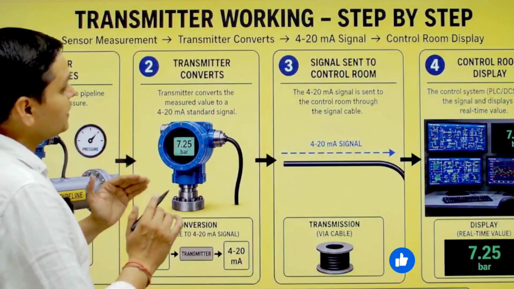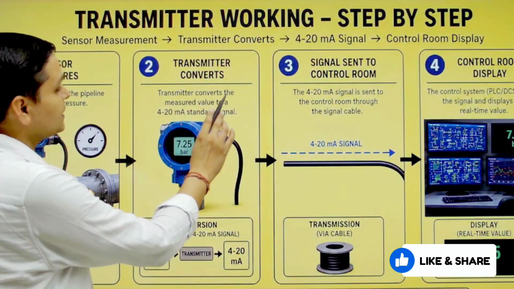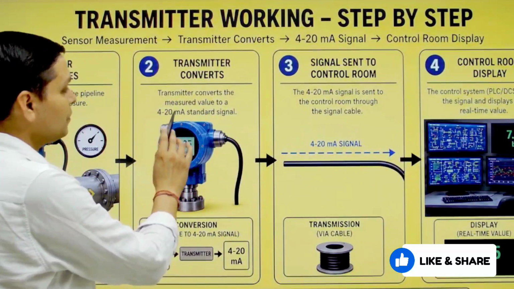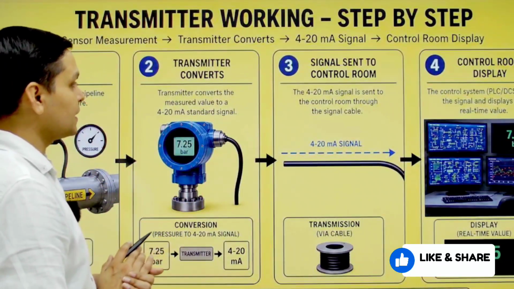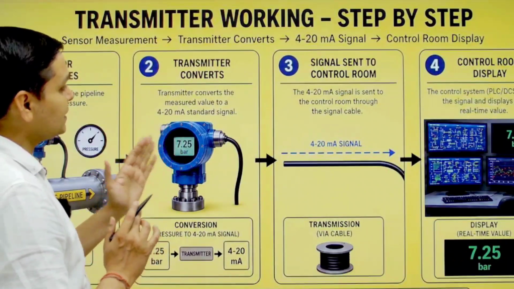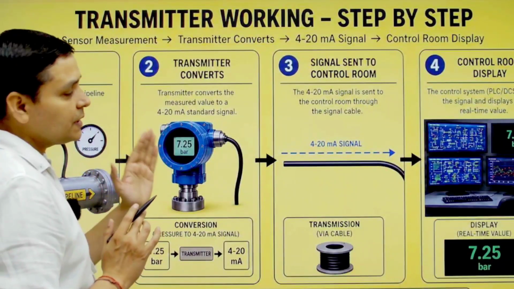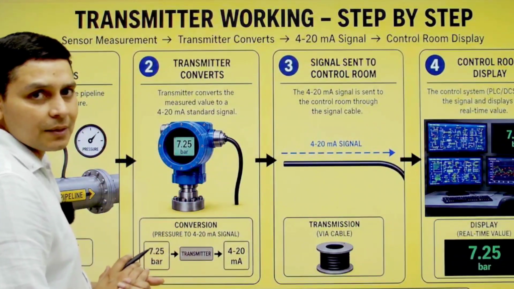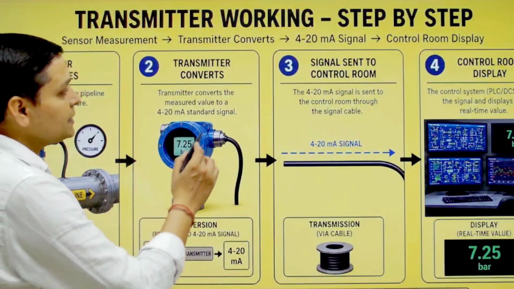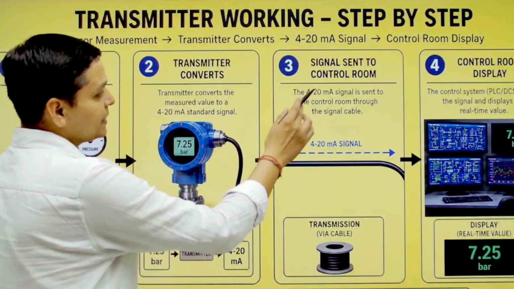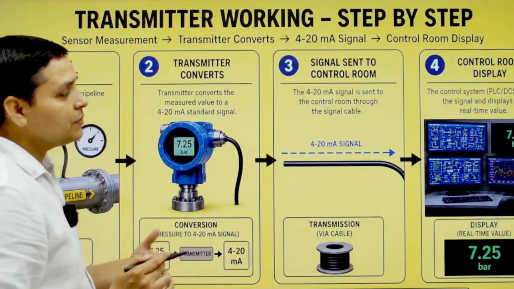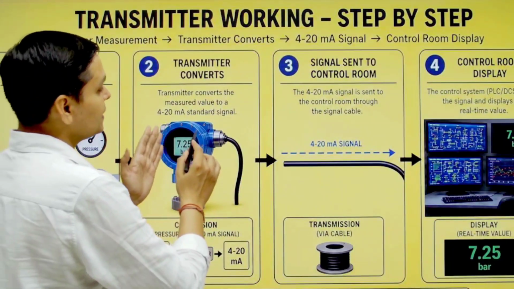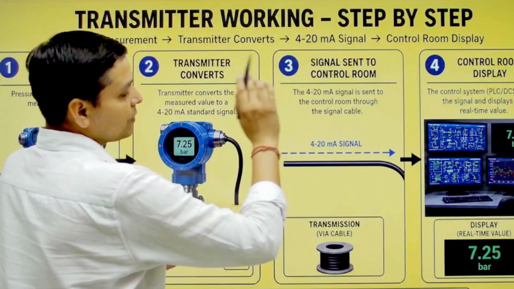The second one is the transmitter. The transmitter converts the measured value to a 4 to 20 milliampere standard signal or to some other standard signal. So this transmitter converts the measured value from the sensor to a standard signal. Now this 4 to 20 milliampere standard signal is sent to the control room through the signal cable. We use cables to transmit the signal from the transmitter to the control room.